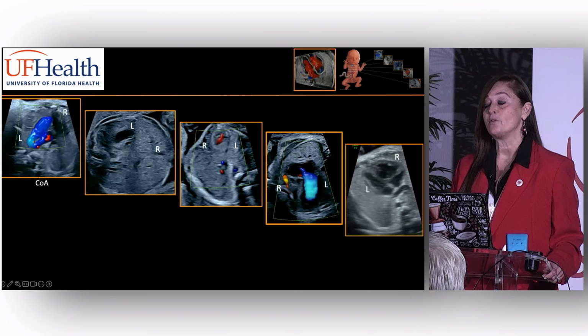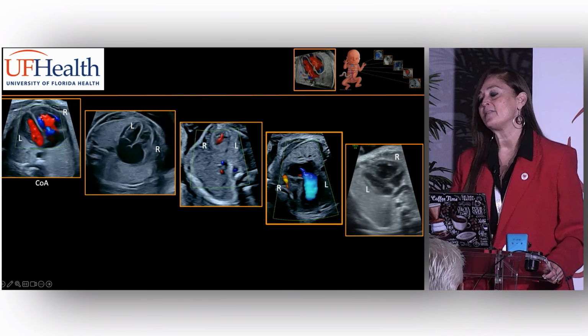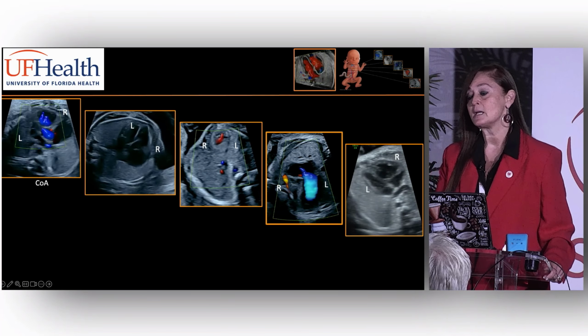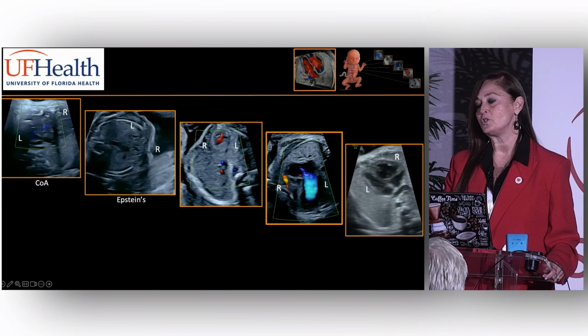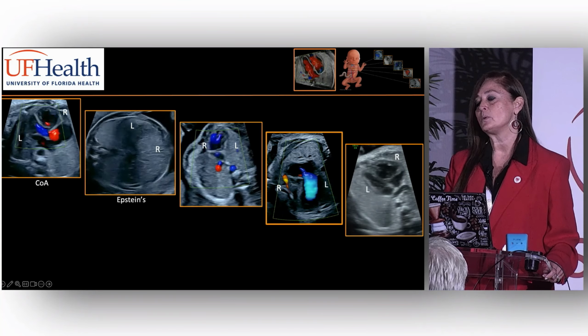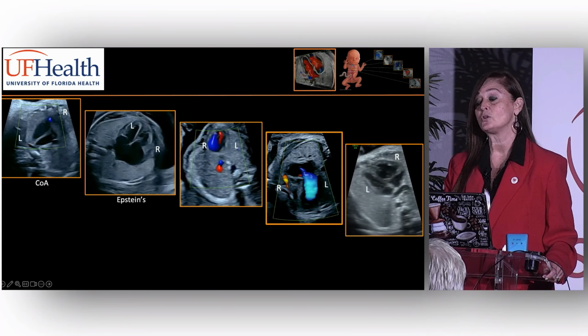This was a case of a coarctation. In this next clip here, you will see that there is an apical displacement of the septal leaflets of the tricuspid valve in Epstein's. And in this case, you will see I've labeled right and left. There is no flow through the mitral valve.